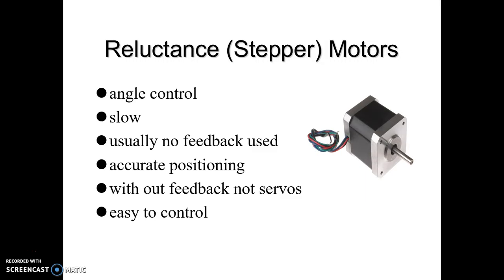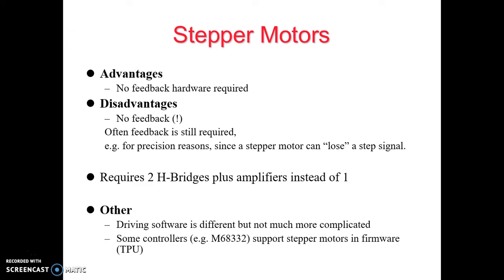Stepper motor, also called a reluctance motor. Angle control, which is slow. Usually no feedback is used in a stepper motor. Accurate positioning without feedback, not servos. Easy to control. The stepper motor has some advantages: no feedback hardware is required, but that is also a disadvantage, as often feedback is still required in stepper motors.